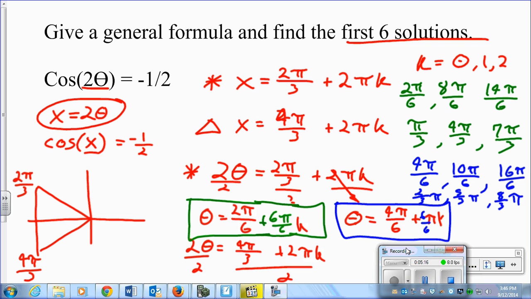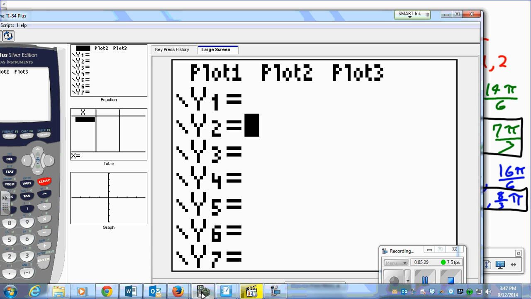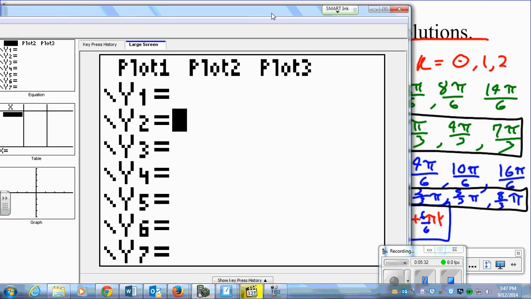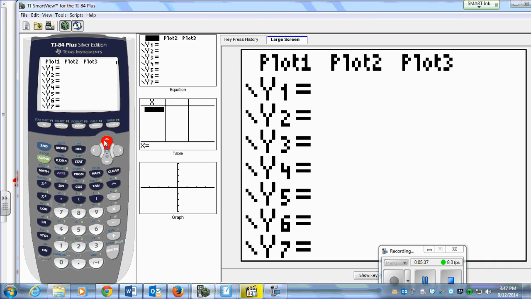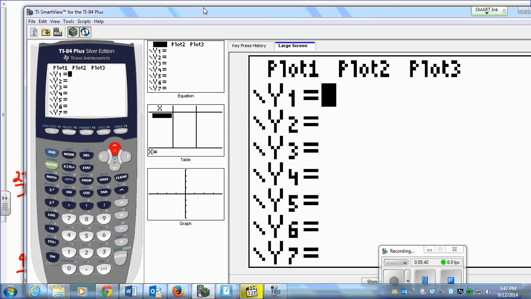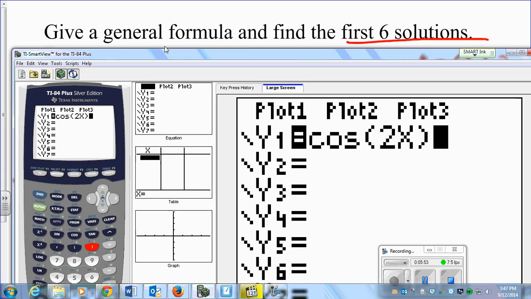So my final solutions are here, circled in black. There's 3, and there's 3, being my first 6 solutions. Make sure you realize we can check our answers on here. If we pull up our calculator, I can type in my equation, cosine of 2 theta. I'm just going to type in those answers and make sure that in my table I'm getting a value. I want them equal to negative 1/2.